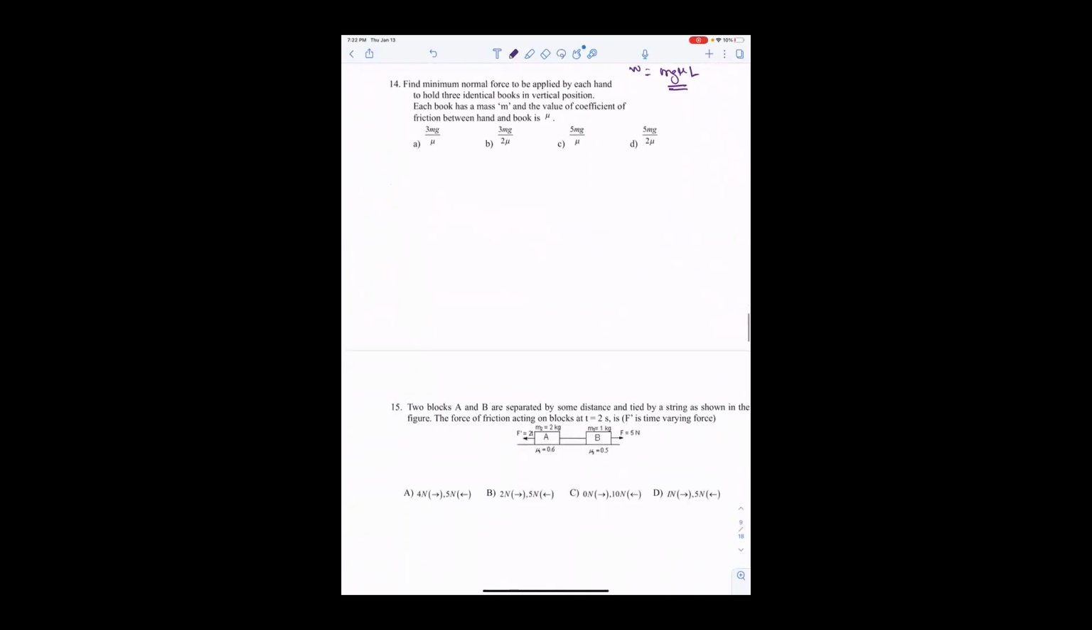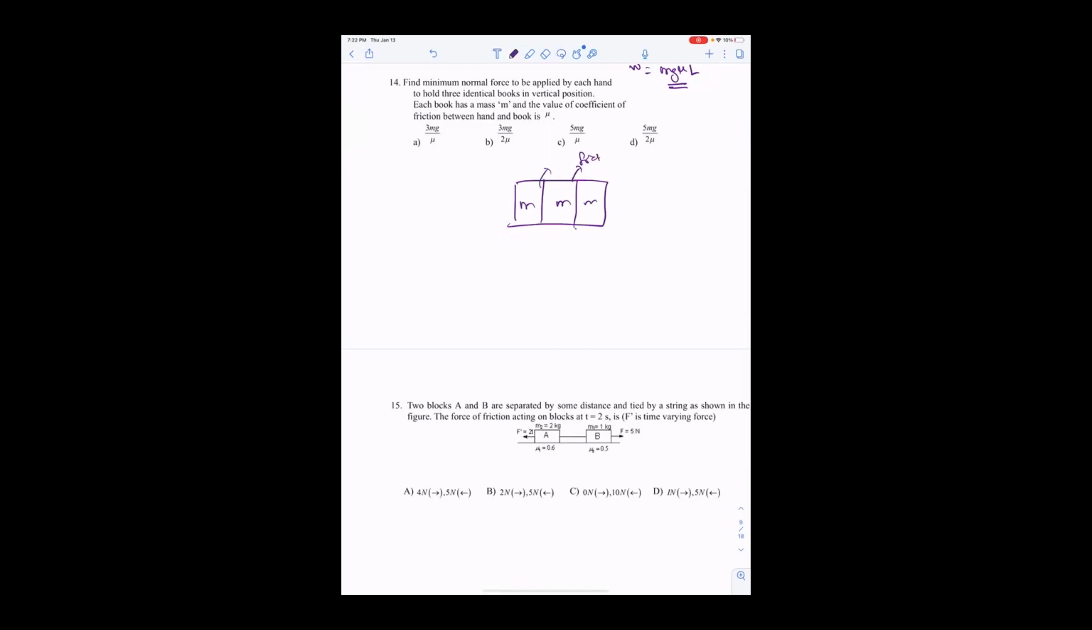Next, 14th one. Find the minimum normal force to be applied by each hand to hold three identical books, mass m each. The coefficient of friction between hand and book is mu. Here friction between the books is sufficient to hold them. But between the hand, suppose you are pushing with 10, here also you should push with 10. If N1 is more than N2, the books will move to the right or left. So N1 should be equal to N2, so that the books won't go left or right.